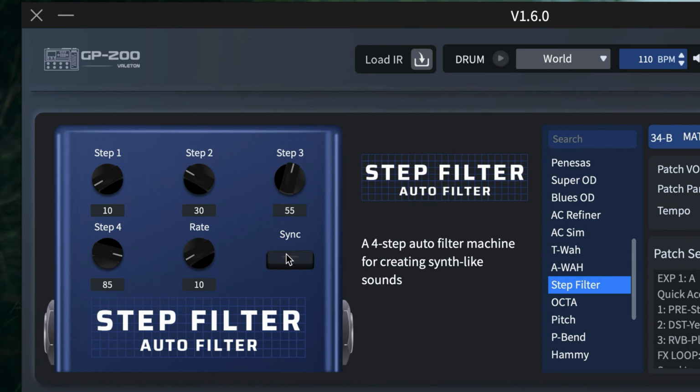So look at the rate. Immediately I hit the sync, it goes to quarter notes. So just like I demonstrated over there, the parameters over here are the same. So the parameters here are also the same.